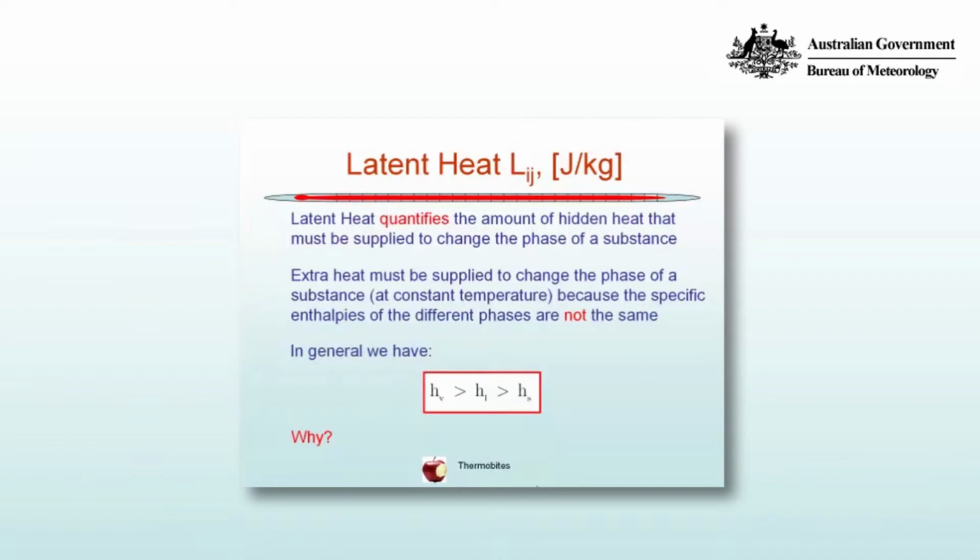Latent heat quantifies the amount of hidden heat that must be supplied to change the phase of a substance. And the extra heat must be supplied to change the phase of the substance at constant temperature because the specific enthalpies of the different phases are not the same. And in general, the specific enthalpy of the vapor is greater than that for the liquid, which is greater than that for the solid. So why is that the case?